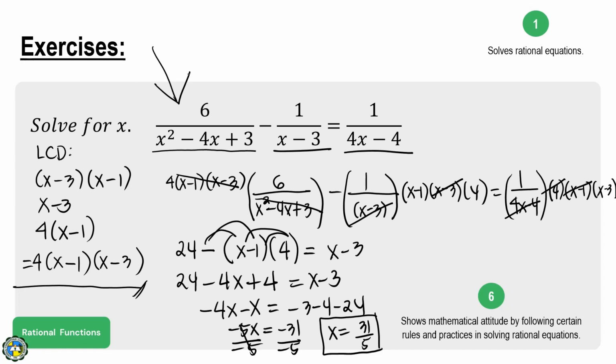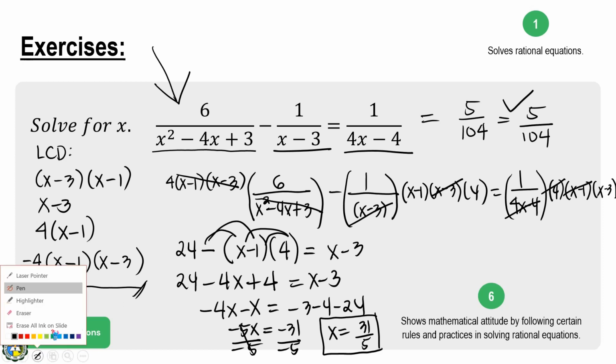of the equation will be equal to 5 over 104 equals 5 over 104. So, see to it that this is really the value we come up with, where both sides of our equation are equal. So, again, use your calculator to check and verify if the value 31 over 5 is really our answer. Okay? So, let's move on with our last example or exercise.